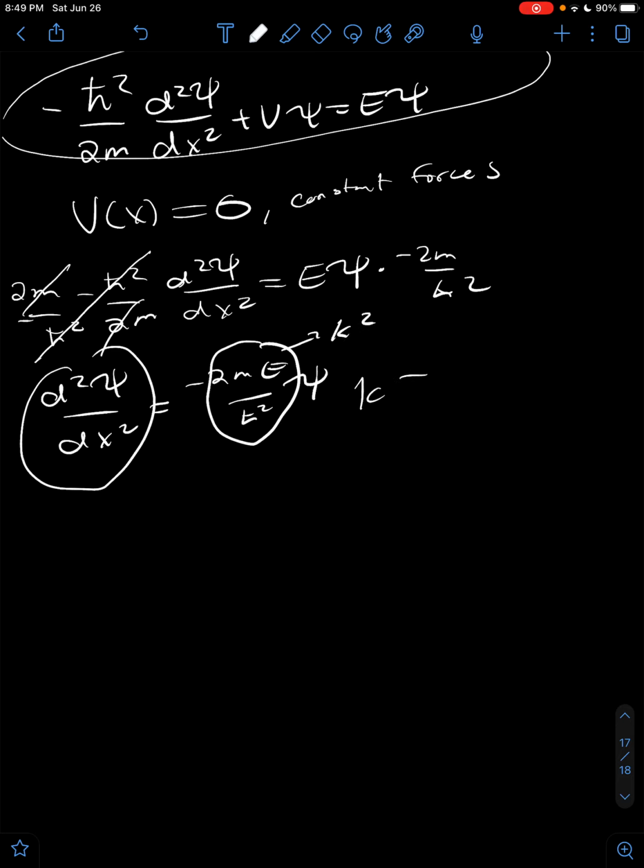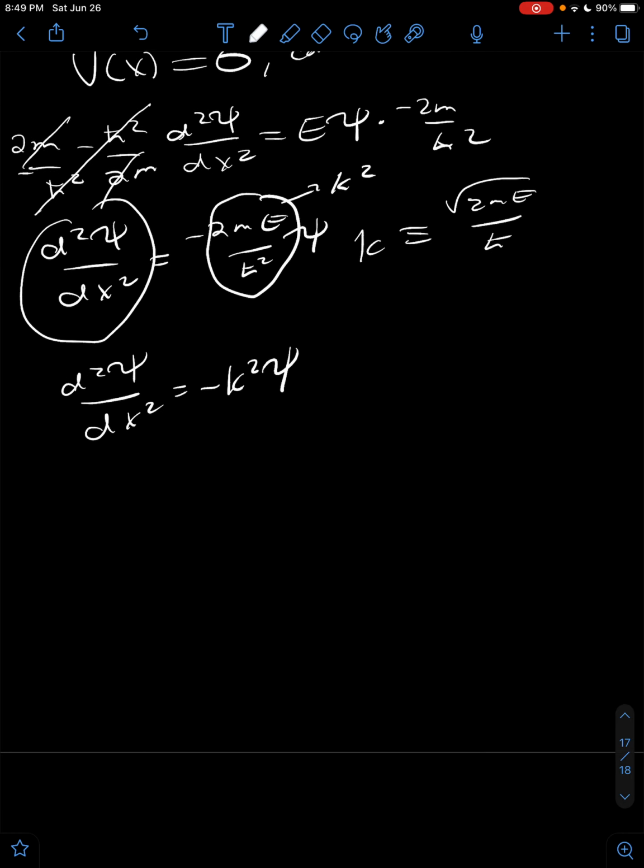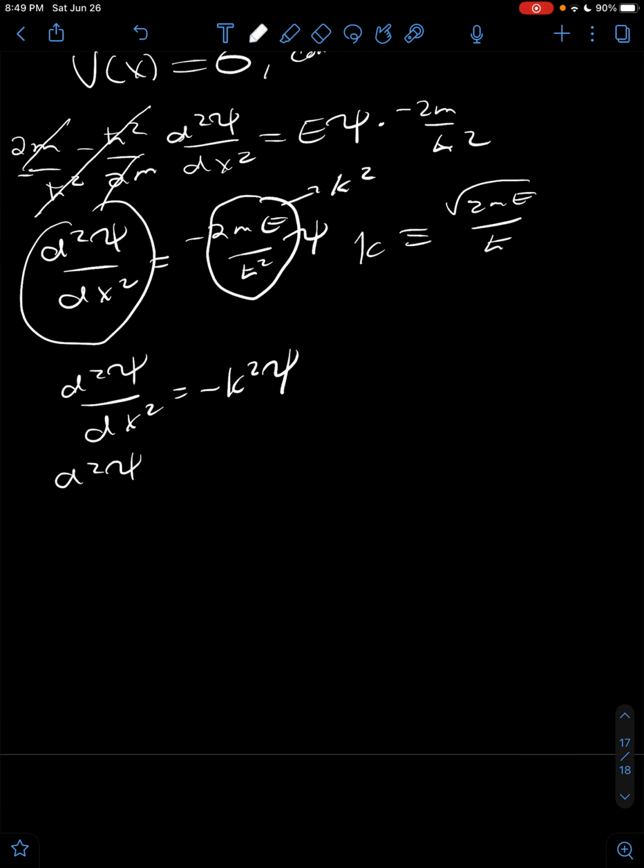Since this is a second order derivative, it motivates us to define 2mE over h bar squared as some constant k squared, where k is the square root of 2mE over h bar. So the second derivative of psi with respect to x equals minus k squared psi. We can add k squared psi to both sides to get this relation over here.